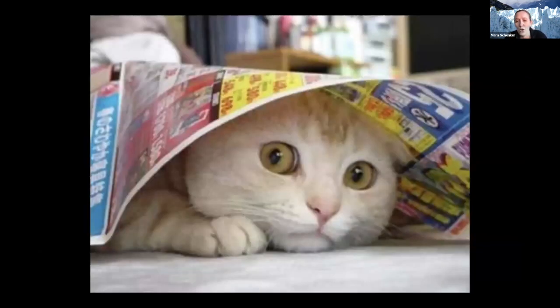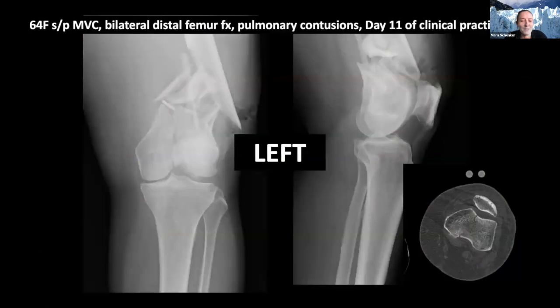And so, no longer hiding from these. This is somebody who came in, a 64-year-old female after a motor vehicle collision, who had bilateral distal femur fractures and pulmonary contusions, and she came in on day 11 of my clinical practice. This was her left side. You have a comminuted metaphysis of the distal femur with what looks to be a simple articular split, which was confirmed on the CT scan on the bottom right.